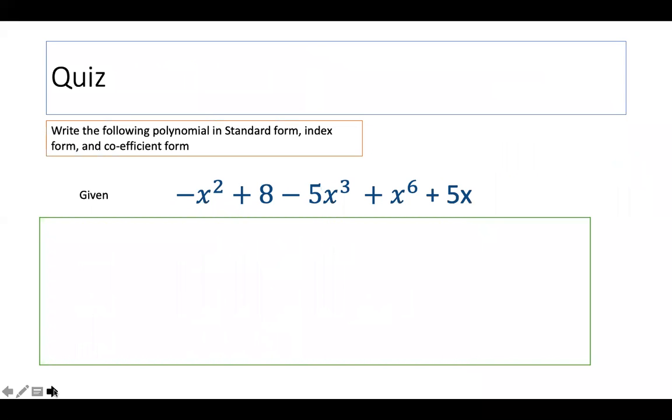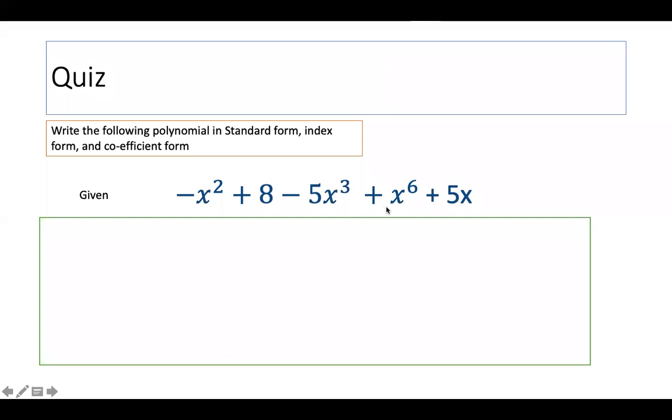Yes, so there's a quiz over here which I'm going to solve with you, right? So what is the question? Write the following polynomial in the standard, index and coefficient form. Okay, so this is a new polynomial and I have to write it in standard form first. In writing standard form, I remember that I have to write the term with the highest degree first.